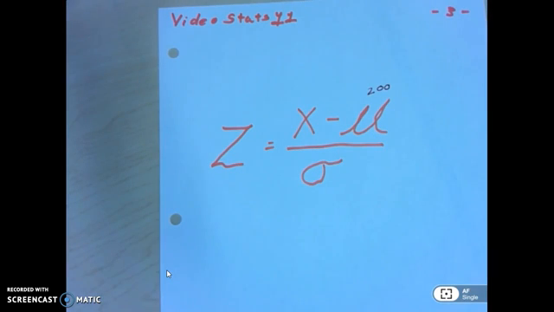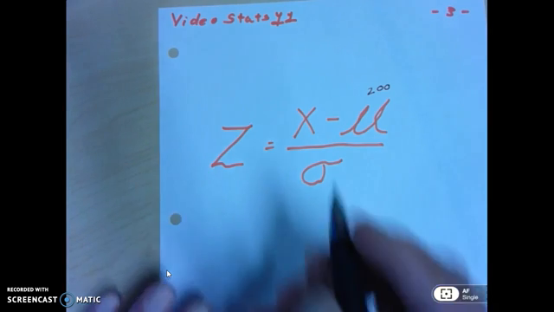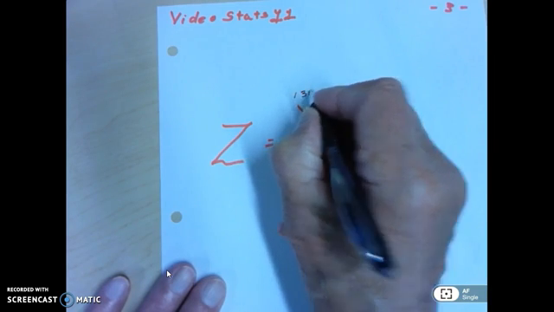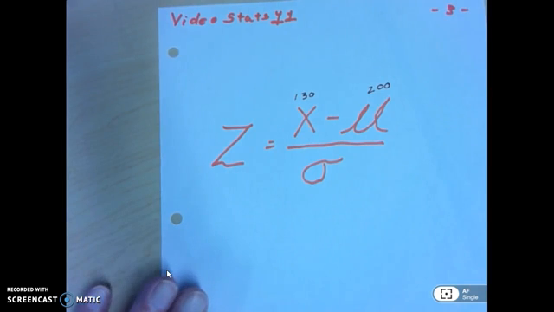Bench press, 200 pounds. This is on average. But what they've done then, they said, hey Mark, why don't you come over here and bench press? So I come over and bench press, and I bench press 130. Now, what is our z-score from this?